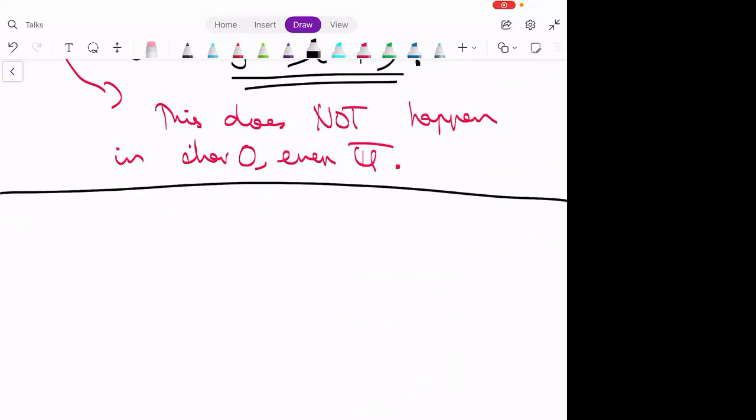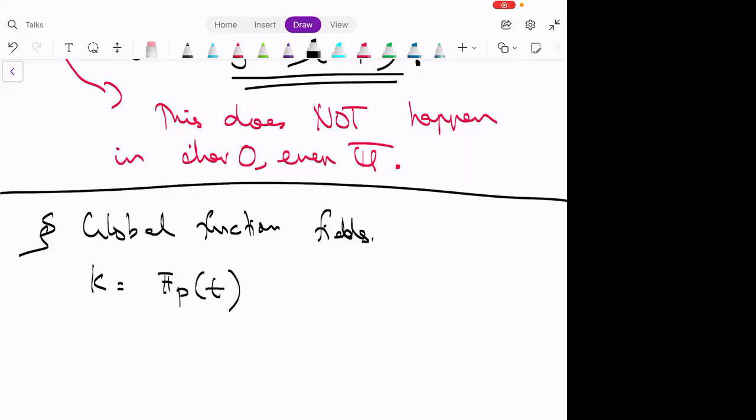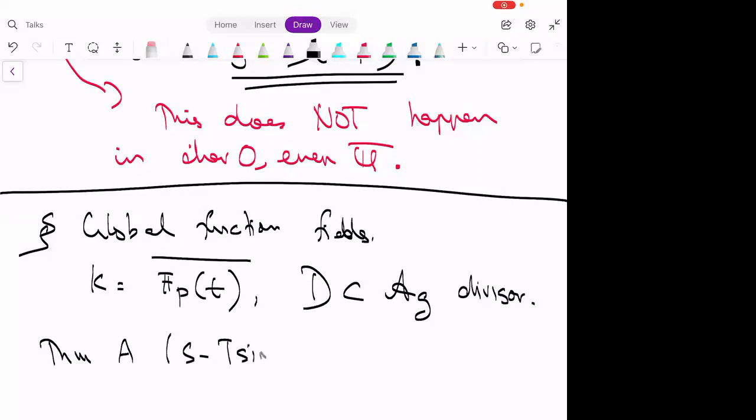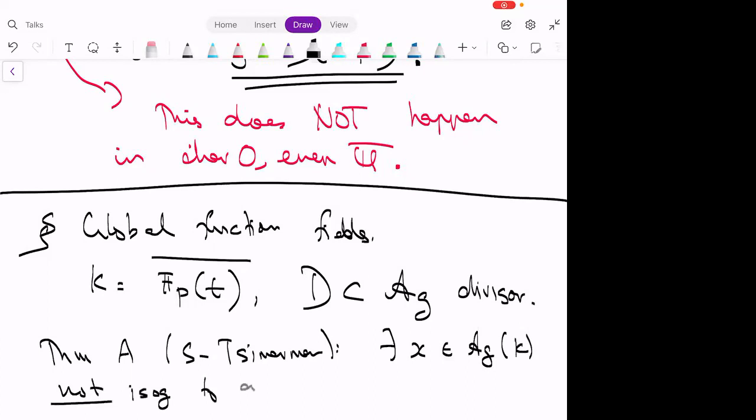Well, what about other characteristic p fields? For instance, what about global function fields? So in other words, K is the algebraic closure of some field of transcendence degree 1 over FP. And now let's take D contained in A_g to be some divisor. And our first theorem is that the function field case behaves like the number field case and not the finite field case. So what we prove is that there does exist a K-valued point of A_g that's not isogenous to any point of D.